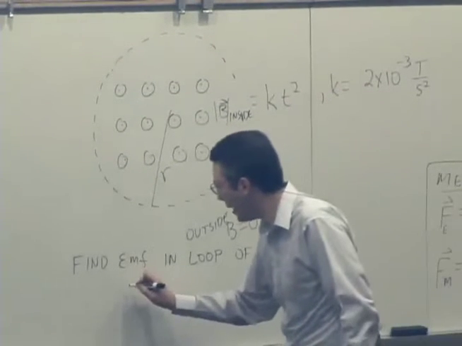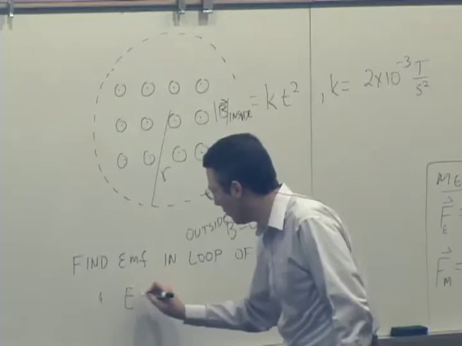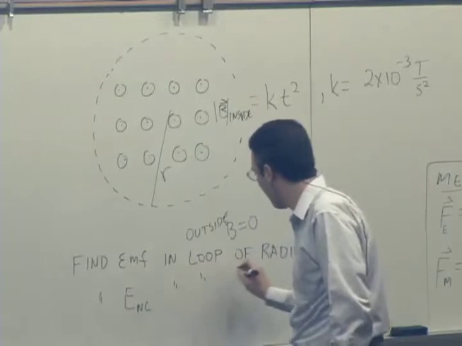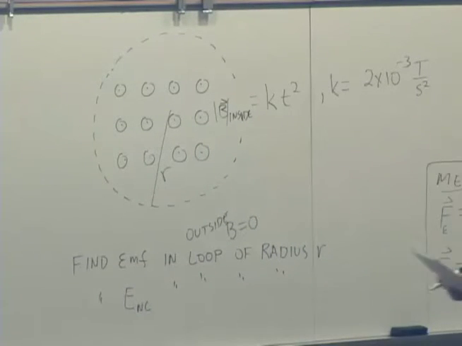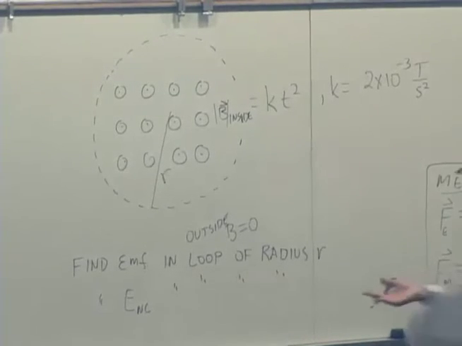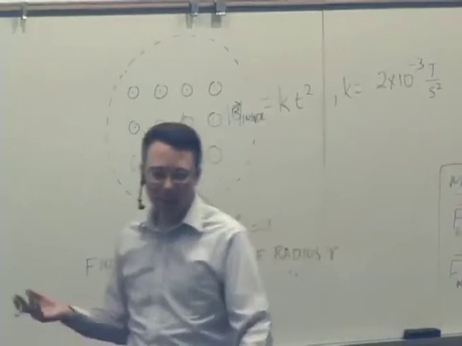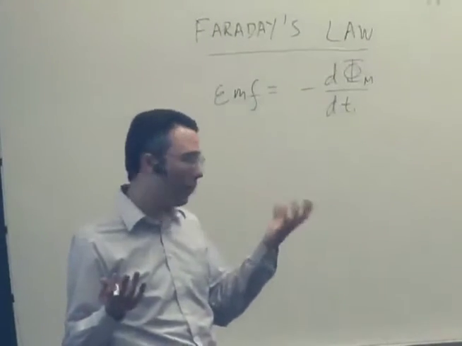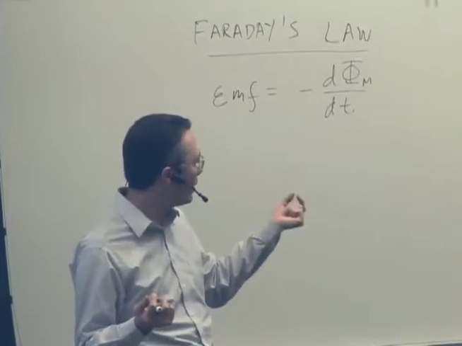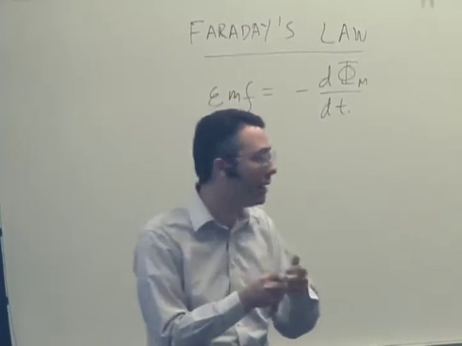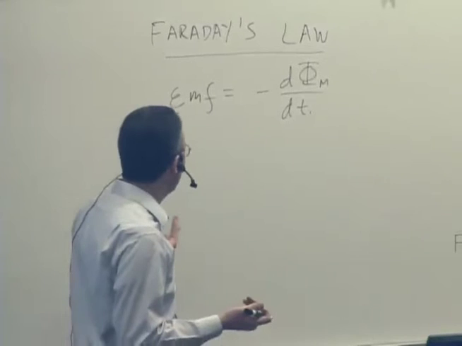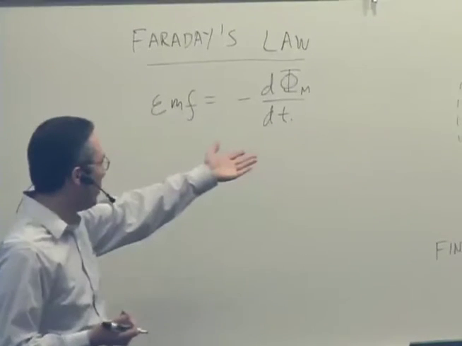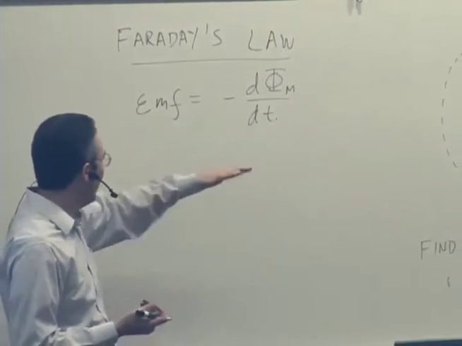And then we could also find the EMF. Now in this case, you want to be careful, because in the previous cases we were given two different discrete values of magnetic field or magnetic flux at particular times, and they were very close apart. In this case, I'm given the magnetic field as a function of time.